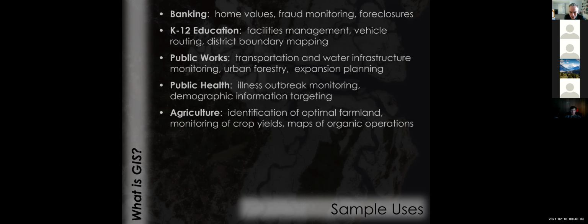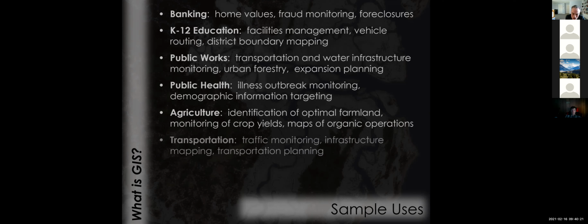In agriculture, it's used in the identification of optimal farmland, monitoring of crop yields, maps of organic operations, and other purposes. Transportation, it's used for traffic monitoring, infrastructure mapping, transportation planning. So thinking about how transportation is servicing the population, what places it can access, what places maybe are transportation dead zones where there isn't good access to transportation, so that future improvements can be targeted to the places that need it most.